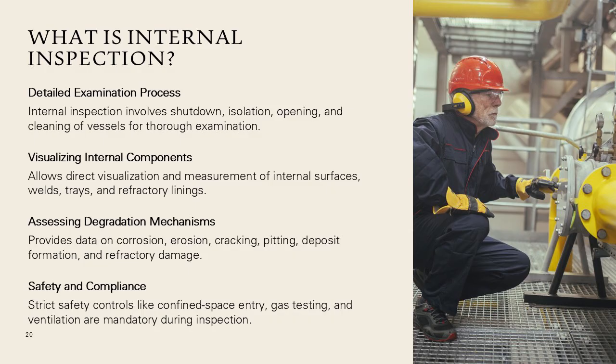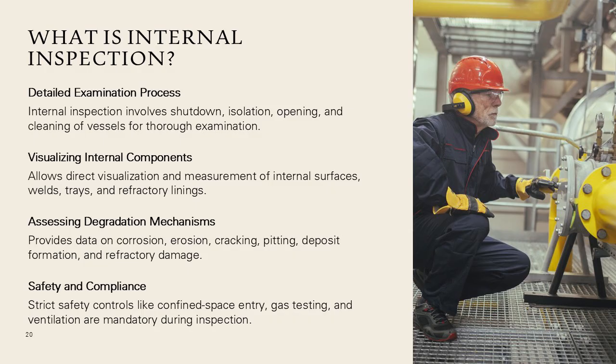Internal inspection provides high-quality data on degradation mechanisms such as internal corrosion, erosion, stress corrosion cracking, pitting, deposit formation, and refractory damage. This inspection type is typically governed by strict safety requirements including confined space entry procedures, gas testing, ventilation, and isolation controls. Internal inspection is essential for validating corrosion models, determining remaining life, and confirming fitness for service under API 579 frameworks.